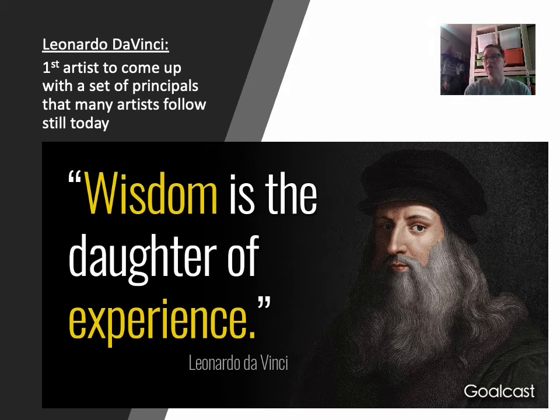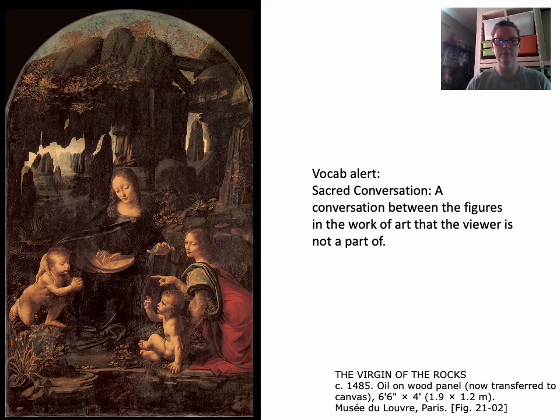He was also the illegitimate son of a notary, and he never mastered Latin or Greek. He was interested in the direct observation of the world. Here is one of Da Vinci's more famous paintings. It's called the Madonna of the Rocks. Da Vinci was one of the very first artists to come up with a set of principles that lots of people follow today. I mentioned that he was a polymath. That just means that he could do lots of different things.